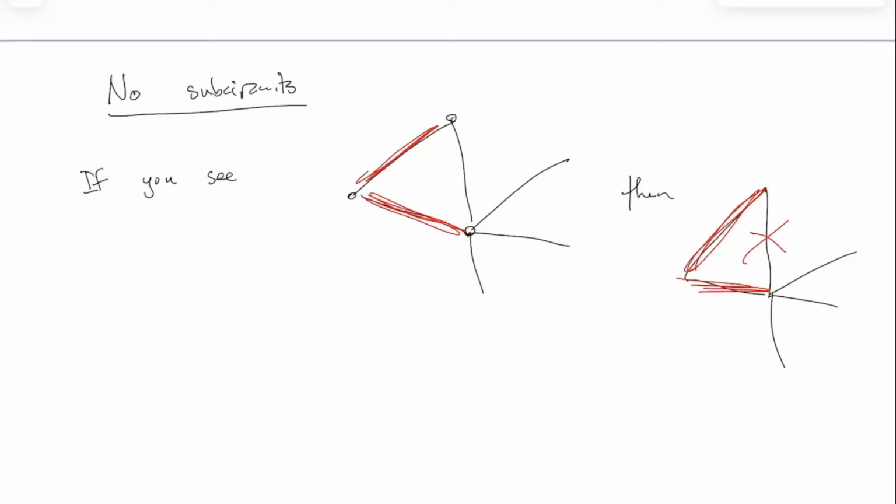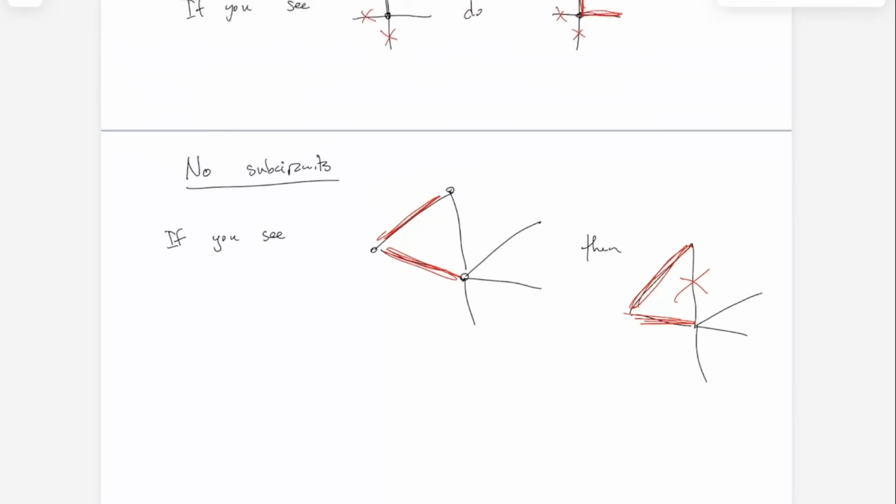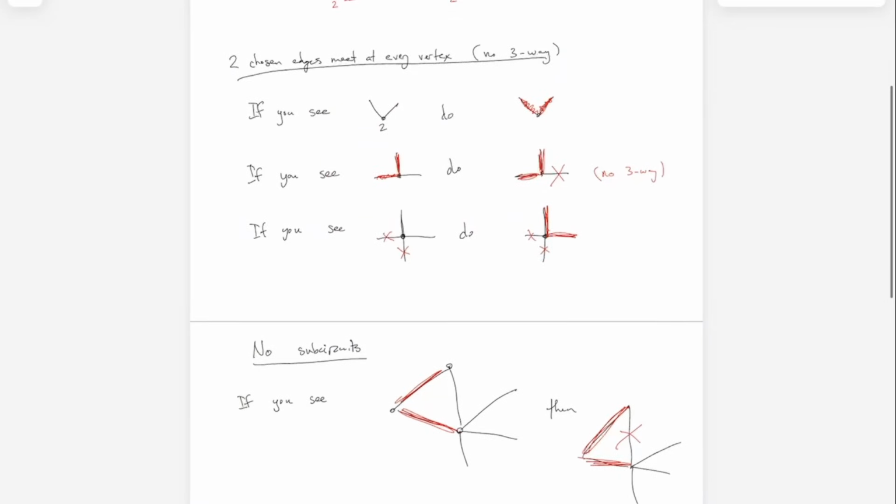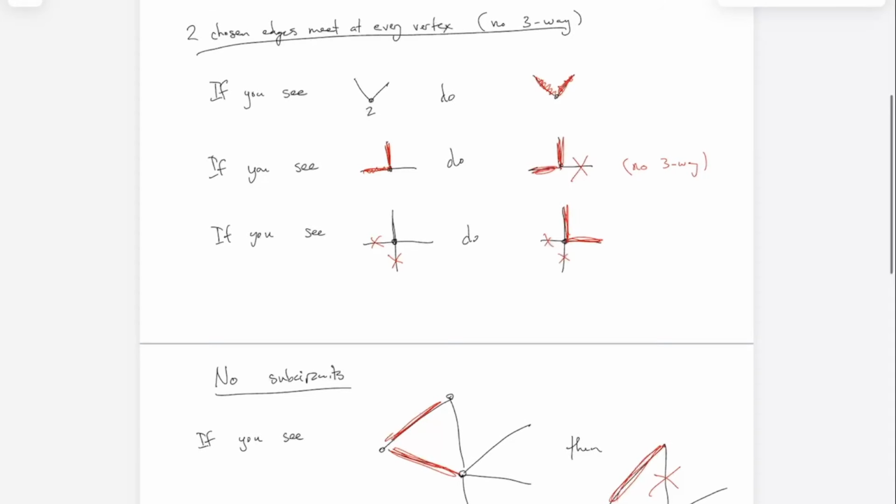So these are general principles. There's kind of a lot here, but they all are basic variations on the same ideas, and that is that you can only have two chosen edges meeting at each vertex, and also no subcircuits are allowed. All right.